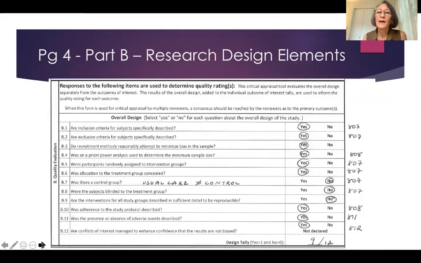The actual risk of bias assessment starts with section B. It's also on the first, on page 4. And these are the answers with the page numbers of where they've been found. I'm going to go through each of these in successive slides.